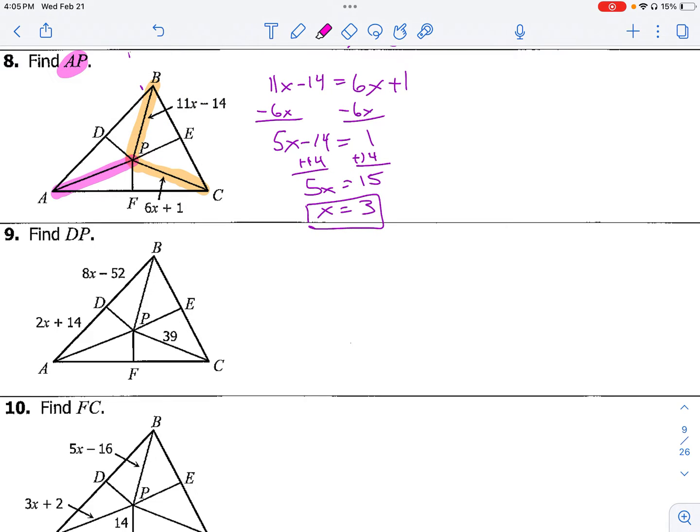And then we got to find AP. AP's here. AP is the same as BP or CP. So we're just going to plug it into one of them. So 6 times 3 plus 1 equals 19. AP equals 19. We're done with that. Go and pause the video again. Try number 9, and then we'll go through it.